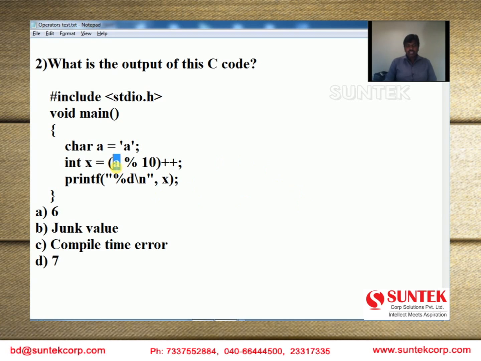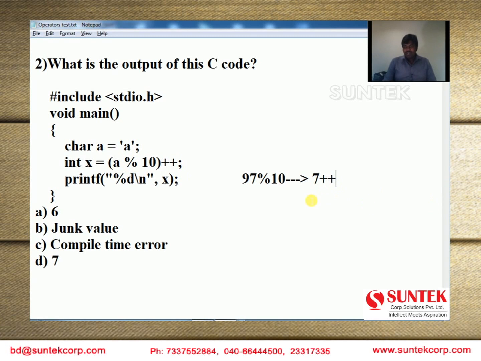We'll check it. Okay, character a is nothing but a small a. ASCII value is 97. It is 97 % 10. What is 97 % 10? It is a constant value. What is the 97 % 10? It's the 7. It is the remainder. Okay, now 7 plus plus. What is 7 plus plus?